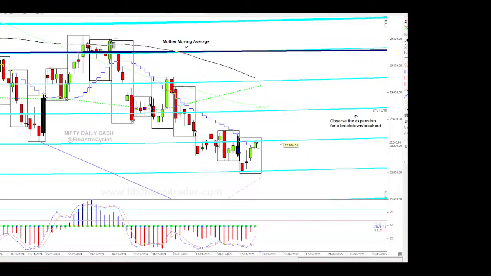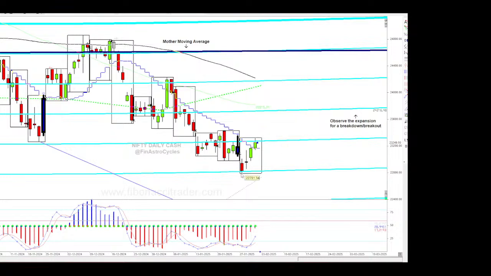So 23,80. This is all our cash level. This is a Nifty cash chart. Don't confuse it with futures. So 23,276, 23,727, 24,189 and 24,620. Then after that we will see what happens next. But for the time being, these are very important.